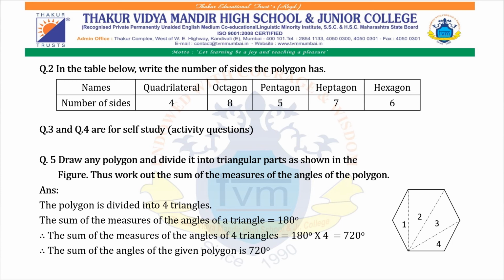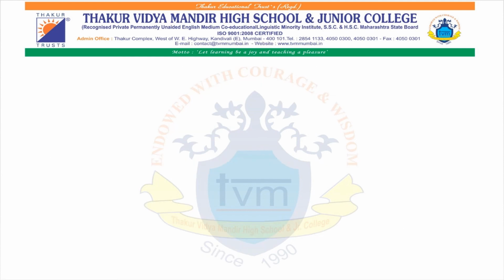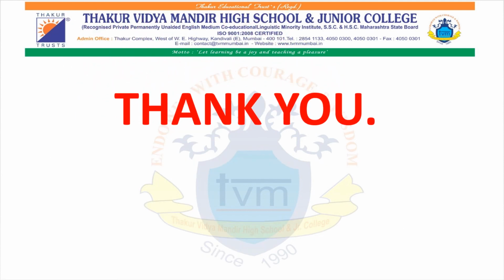So the sum of the measures of the angles of one triangle is 180 degrees. Now here we have 4 triangles. So the sum of the measures of the angles of 4 triangles is equal to 180 into 4, that is 720 degrees. Therefore the sum of the angles of the given polygon is 720 degrees. Thank you.